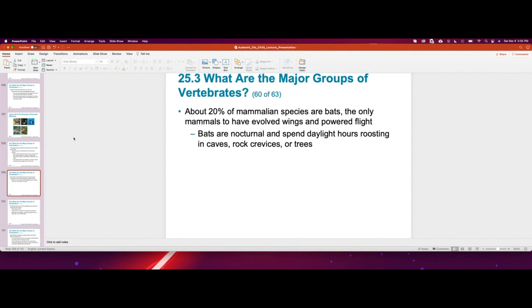About 20% of mammalian species are bats, and they are the only mammals to actually have wings and powered flight. They are nocturnal and they spend their daylight hours in caves, rocks, crevices, or trees. And this is another reason why it's so strange that humans would ever come across bats, because we only run across them when they're sleeping.